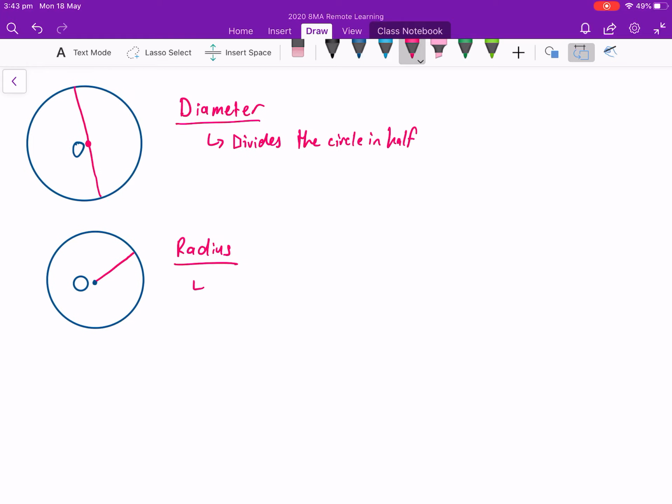Now, you could have a look here that two radii, plural for radius, will equal one diameter, and you can sort of see that here. In the light blue, that would be a radius in the circle above, and then another radius there as well. So that would be two radii equal one diameter.